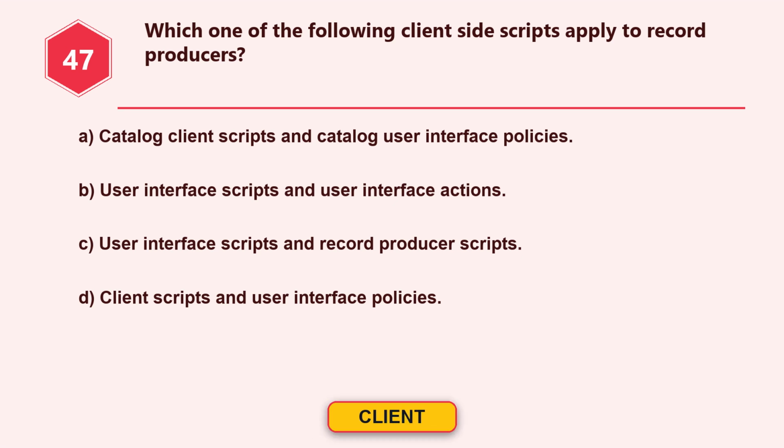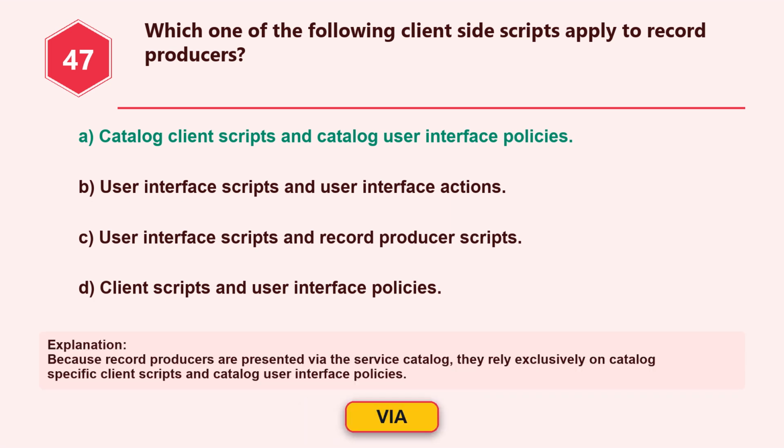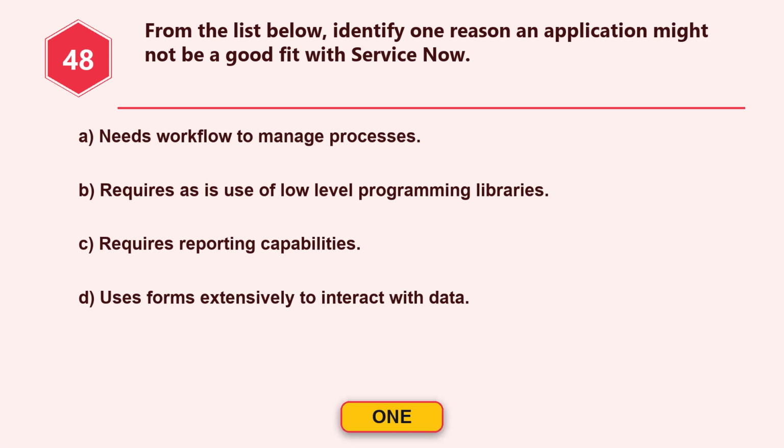Option A. Catalog client scripts and catalog user interface policies. Option B. User interface scripts and user interface actions. Option C. User interface scripts and record producer scripts. Option D. Client scripts and user interface policies. The correct answer is option A. Catalog client scripts and catalog user interface policies. Because record producers are presented via the service catalog, they rely exclusively on catalog-specific client scripts and catalog user interface policies. Question 48. From the list below, identify one reason an application might not be a good fit with ServiceNow.